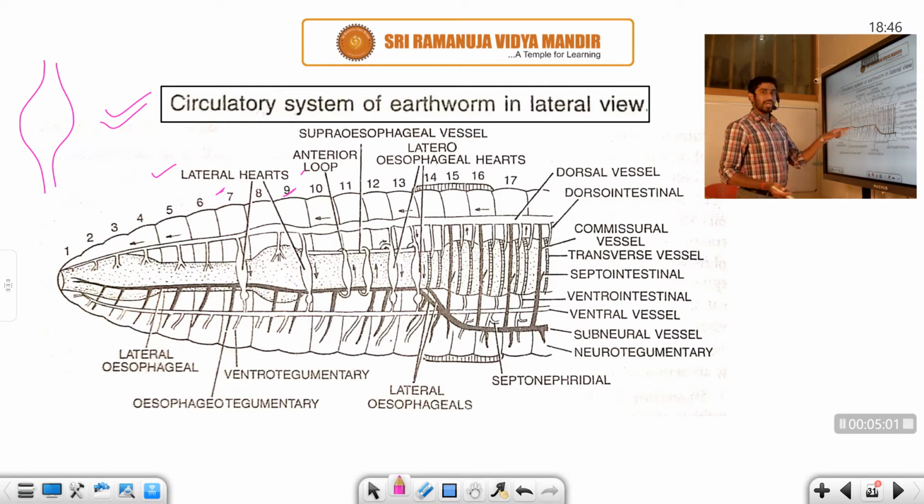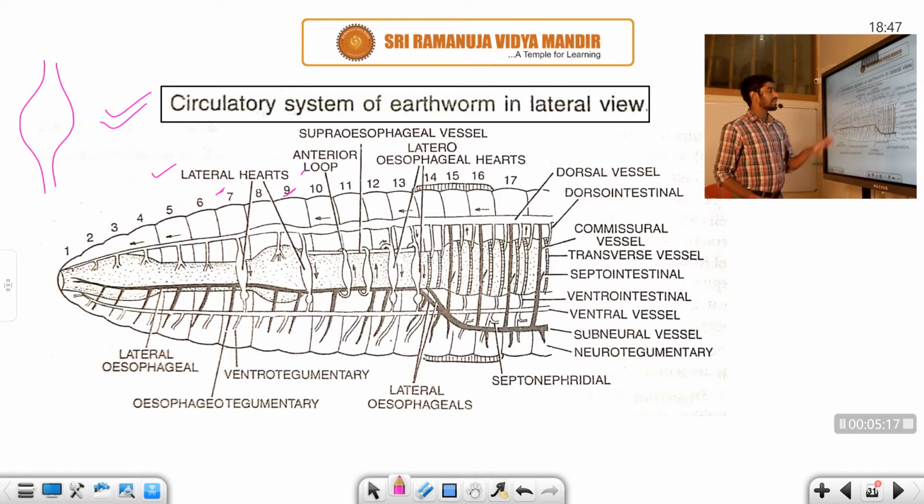So this is one pair, and on the back side another end pair is also present. That is also the 7th and 9th pair only. How many pairs is it? The two pairs of lateral hearts are present in the 7th and the 9th segment.